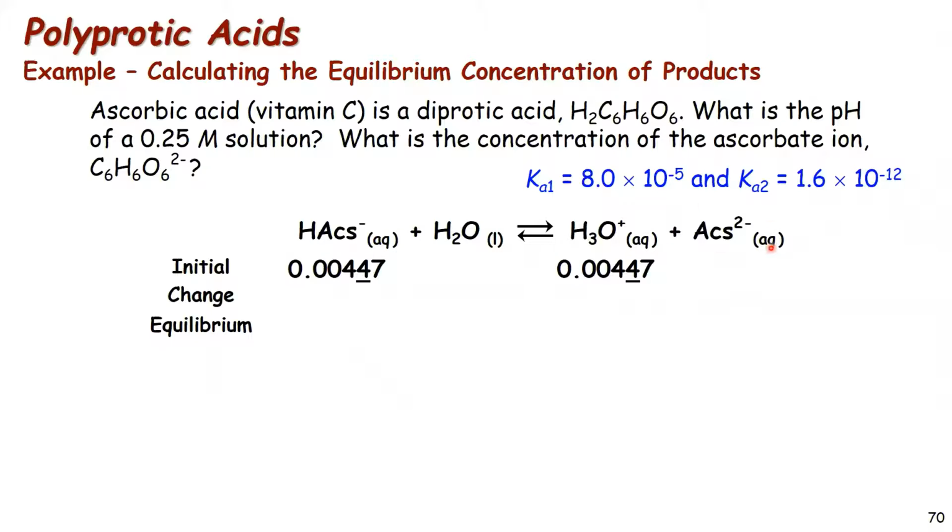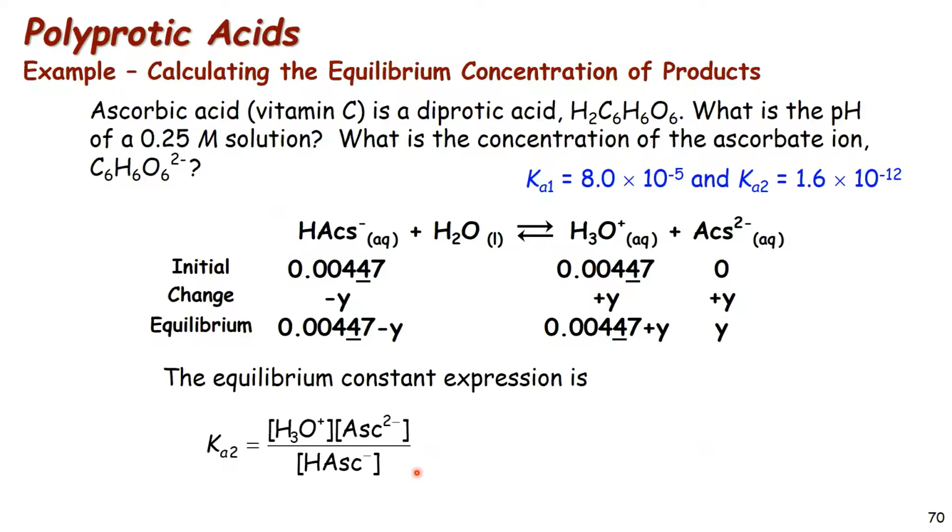Now, we are going to assume that there was no ascorbate ion already in solution. We're going to lose our reactant, so minus 1x, minus 1y. We're going to gain our product, so plus 1y and plus 1y. At equilibrium, we just add the initial and the change for each one of them. We're going to set up our equilibrium constant expression.